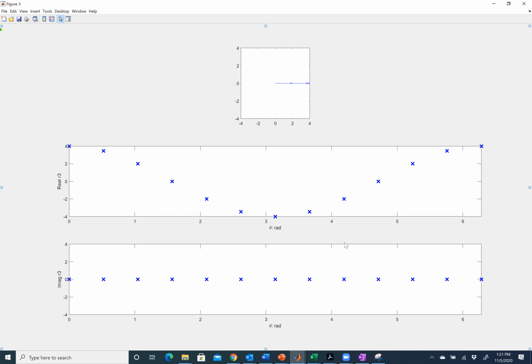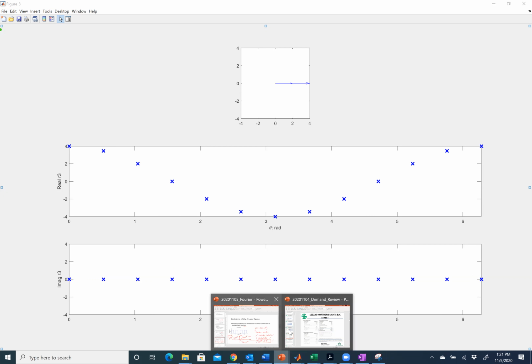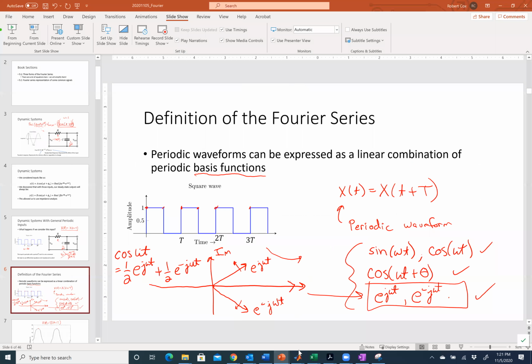Which is what it should be, because Euler's identity says cosine omega t equals 1/2 e to the j omega t plus 1/2 e to the minus j omega t. So it better be just cosine, and it better be entirely real. There's nothing imaginary about that. I'm taking two vectors that are complex, but their sum is entirely real.